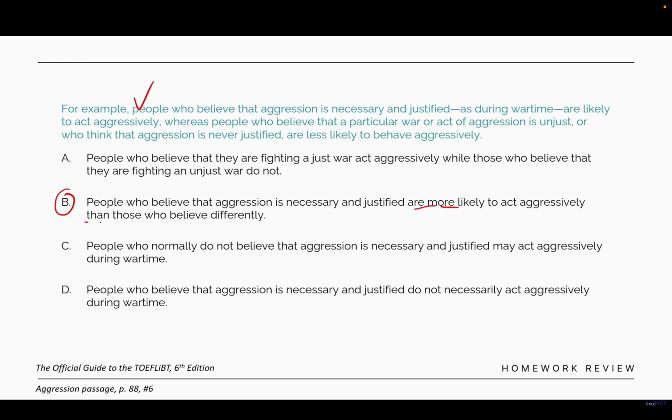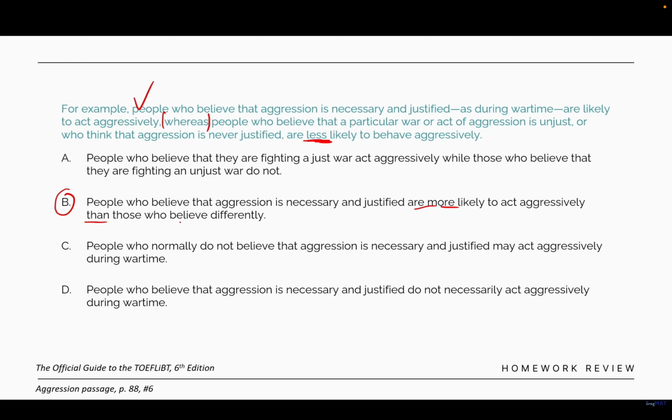Okay, what about this one? Than those who behave differently? Or who believe differently, sorry. I think it's about the people. Where do we see the contrast, right? The word "than" means contrast. They are less likely to behave aggressively. Who think that aggression is never justified? Who are less likely, right there. And of course, the word whereas indicates contrast as well.